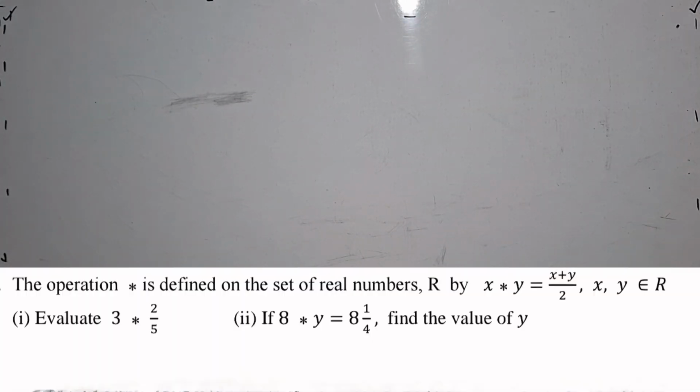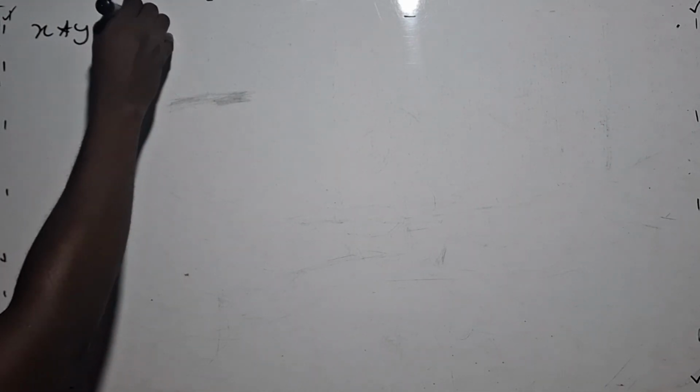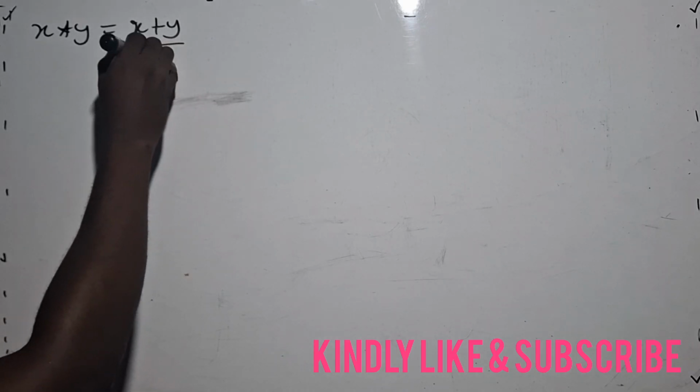Our last question. Say that the operation is defined on the set of real numbers R by x operation y is equal to x plus y all over 2, where x and y belong to R, which is the real numbers. The first one says we have to evaluate 3 operation 2 over 5. Then the II says if 8 operation y is equal to 8 1/4, find the value of y. So the operation was x operation y is equal to x plus y all over 2.